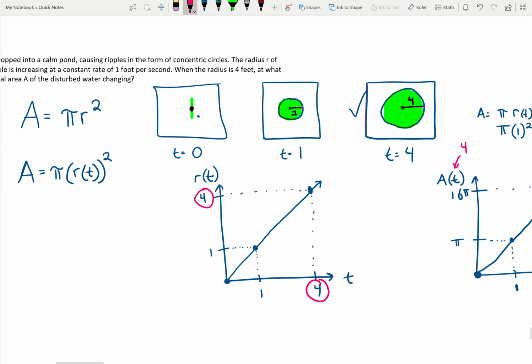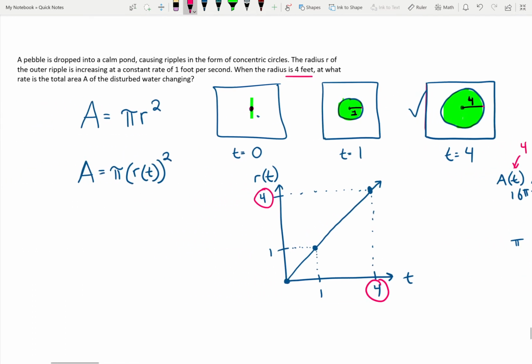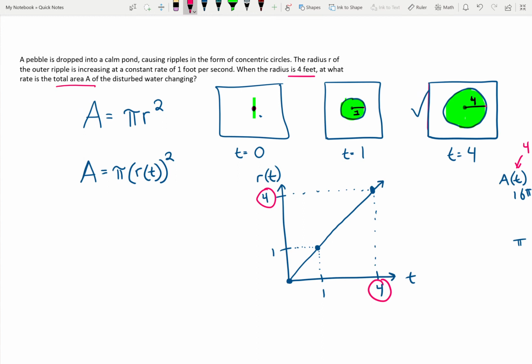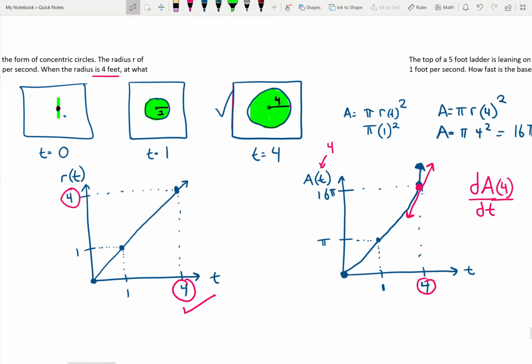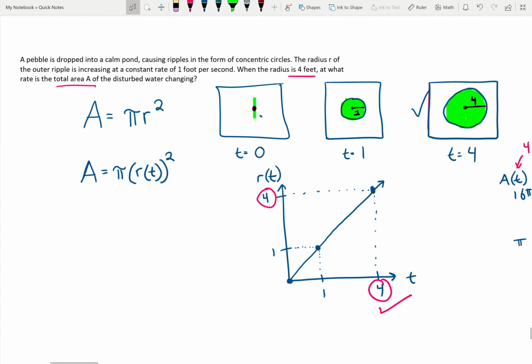Okay. When the radius is 4, at what rate is the total area changing? So when the radius is 4, we know it's at time 4. Therefore, when we have time 4 at the base here, we have 16 pi for the area. But what they're asking for is not what the value of the area is. We're not asked how large the area is at that time. We're trying to figure out the rate of change, which is the slope of this tangent. Okay, so let's go ahead and finish this question up.